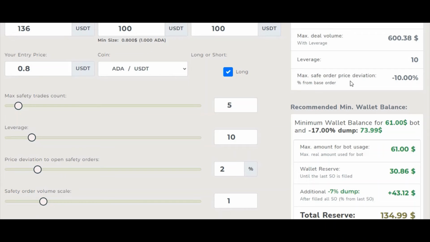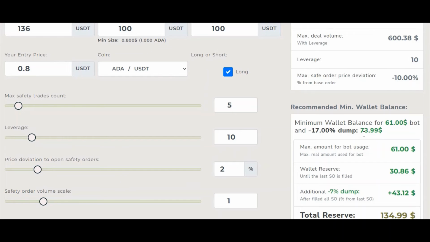Maximum safety order price deviation here means, as I put here 2%, each time the price drops by 2%, and I am doing 5 safety orders. 2 times 5 is 10 times, right? So it says minimum wallet balance is $61, okay, but for a 70% dump, you need an additional 73.9.